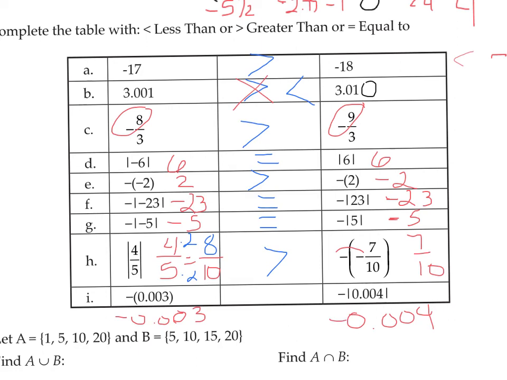So now we're comparing two negative numbers. They both have 3 decimals. So it looks like you might be tempted to say that this one is larger because it's a 4 instead of a 3, but remember that when they're negative, they go in the opposite direction. So you're looking for the one that's further to the right, which would be this one. So -0.003 is greater.